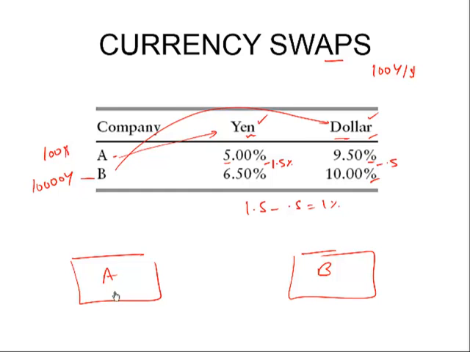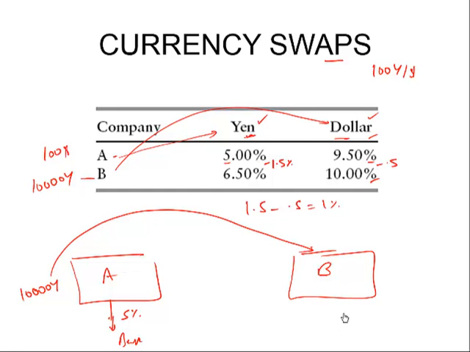instead of borrowing $100, we know company A needs dollars, but instead of borrowing in dollars, you should focus on the currency that you have a comparative advantage in. So company A borrows 10,000 yen and pays an interest rate of 5% to its bank. What it then does is gives this 10,000 yen to company B.